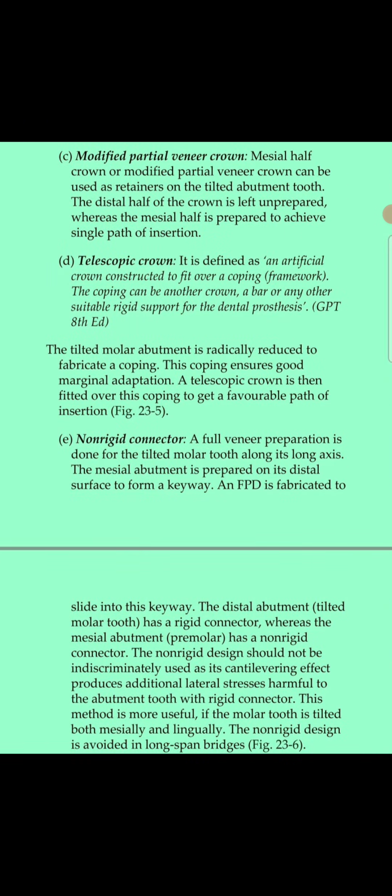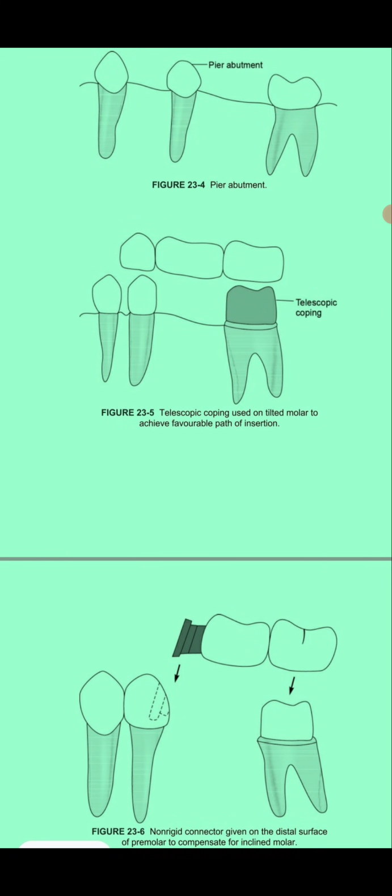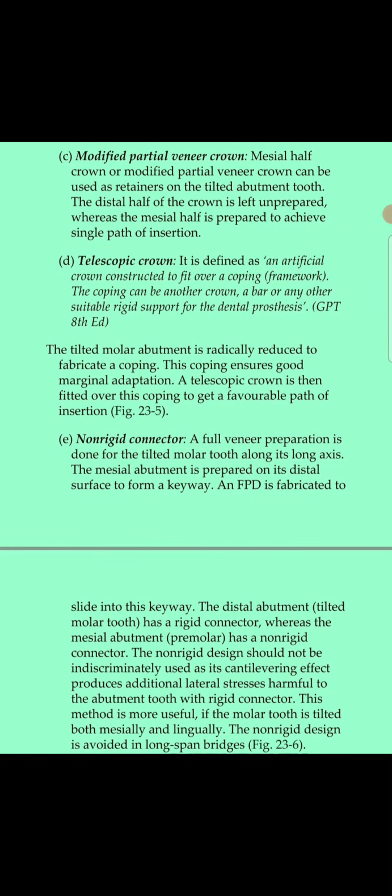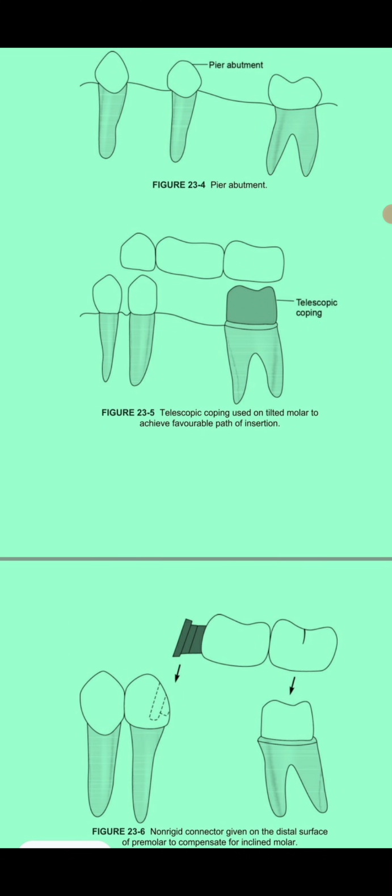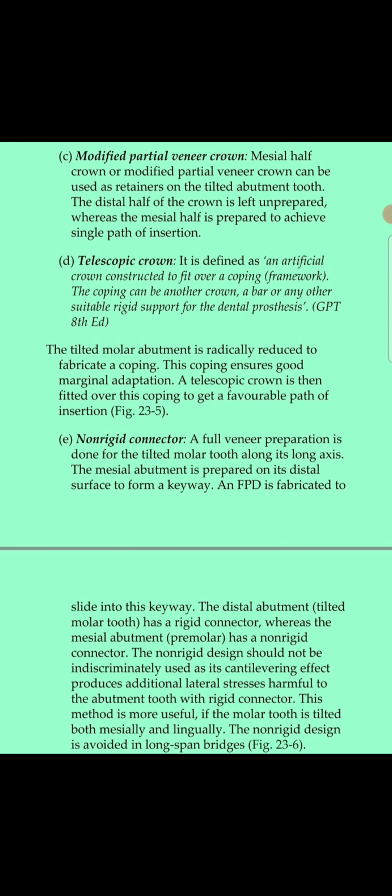Now in telescopic crown, it is defined as an artificial crown constructed to fit over coping framework. This coping can be another crown, or a bar or any other suitable rigid support for dental prosthesis. The tilted molar abutment is radically reduced to fabricate a coping. First we prepare the tooth and make a coping. This coping ensures good marginal adaptation. A telescopic crown is then fitted over this coping to get a favorable path of insertion.